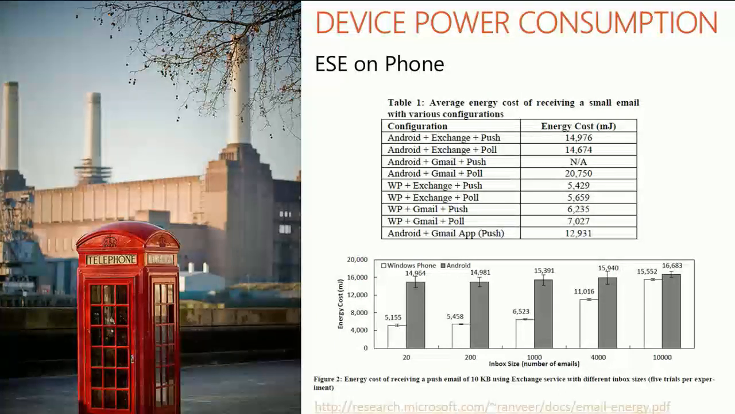The charts here, and there's a link to the PDF on research.microsoft.com, show that in a test comparing to Gmail as well as Android, Exchange synchronizing email to Windows Phone was by far the most power efficient platform. I thought that was kind of cool. So, yes, power efficient on phone as well.